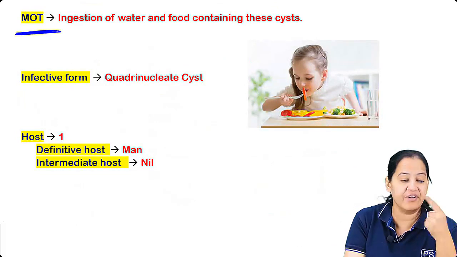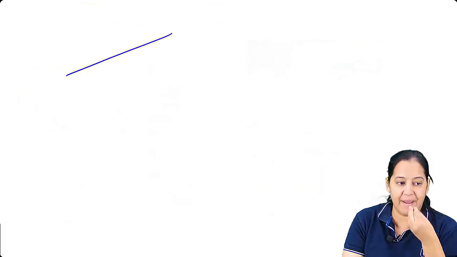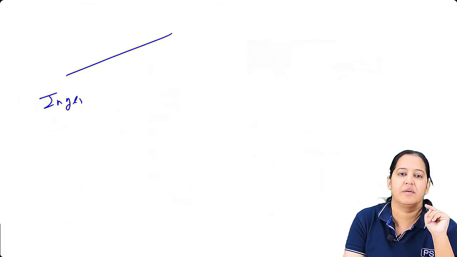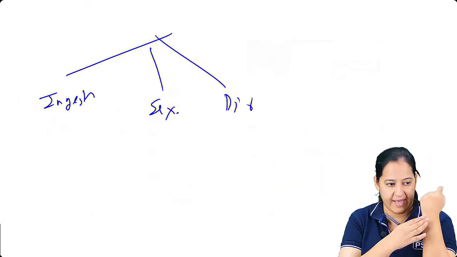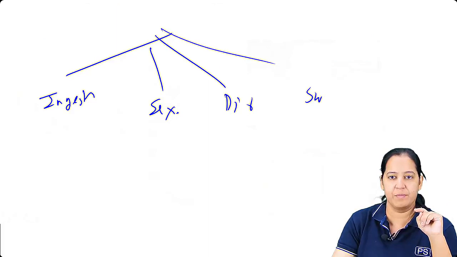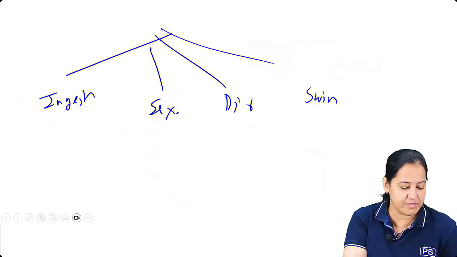How does it enter the human body? For all parasites, there can be various ways. Some parasites enter by eating. Eating is known as ingestion. Some enter via sexual route. Some enter via direct contact, direct skin contact. Some enter via swimming. So different parasites have different routes. You have to tell me what is the route of entry, what is the mode of transmission.